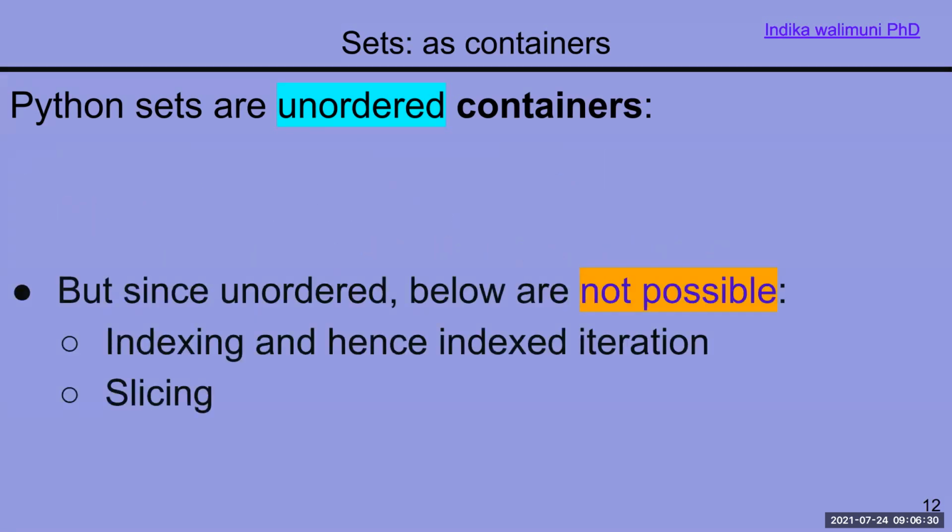Like I said, index by index iteration is not possible, and indexing and slicing are also not possible as a result of indexing. So slicing a set is also prohibited.